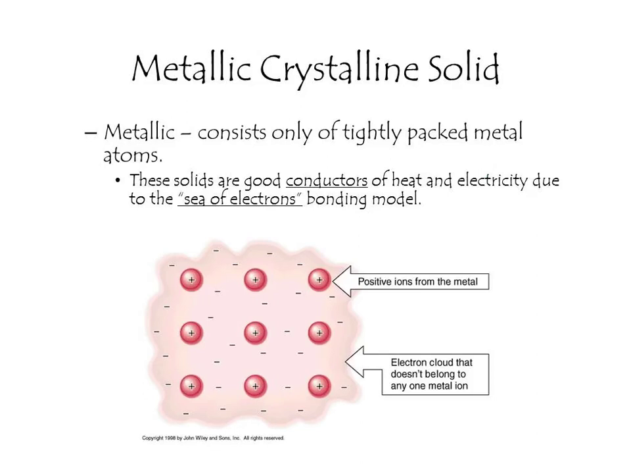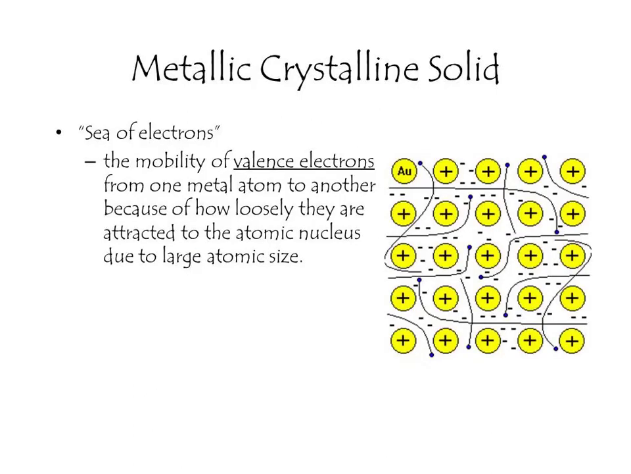Now, metallics are very tightly packed atoms and very good conductors of heat and electricity. And the reason why they're good conductors of heat and electricity are these sea of electrons, these mobile electrons. They're constantly moving, allowing the flow of electricity or heat to go through the metal. And these valence electrons, these sea of electrons are made of valence electrons being shared amongst the metal cations. And the reason why they constantly move is because they are loosely attracted to the atomic nucleus, because metal atoms are relatively large in size.